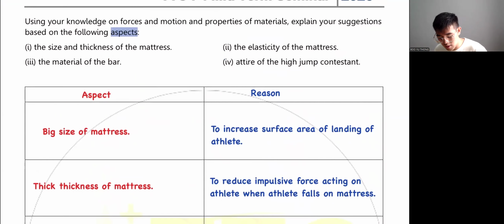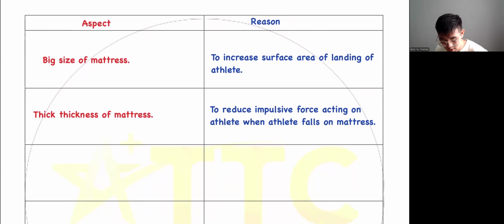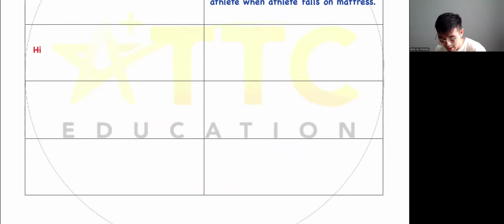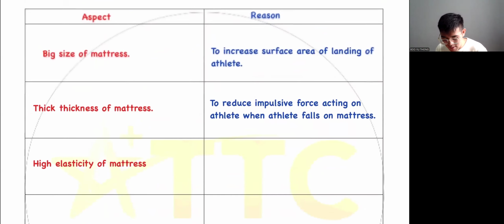Then, just now we looked at the first one. The first one already gives us two aspects. So we go to look at the second one, the elasticity of the mattress. Elasticity means the bounciness, right? So of course we want the elasticity to be as high as possible, so that it becomes as bouncy as possible. Very bouncy. So over here we say high elasticity. The word to describe elasticity is high and low. We don't say big elasticity. We don't say small elasticity. We say high elasticity of the mattress.